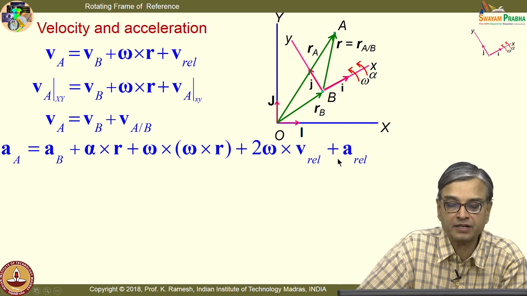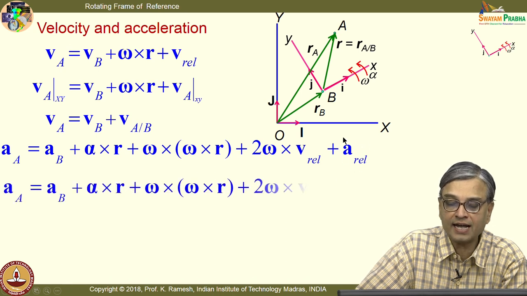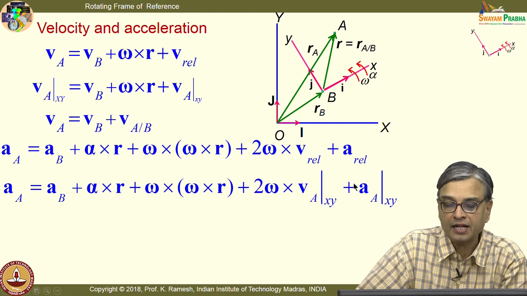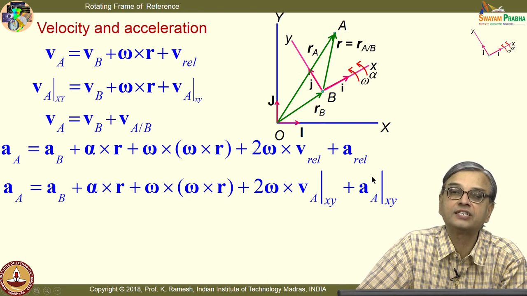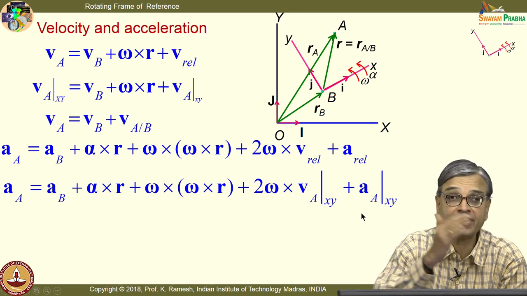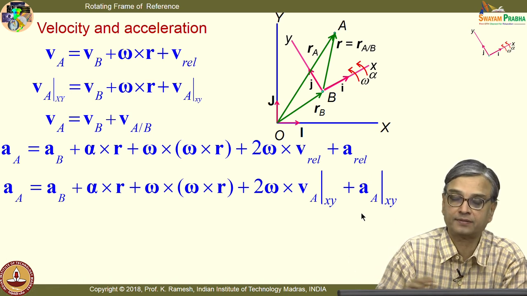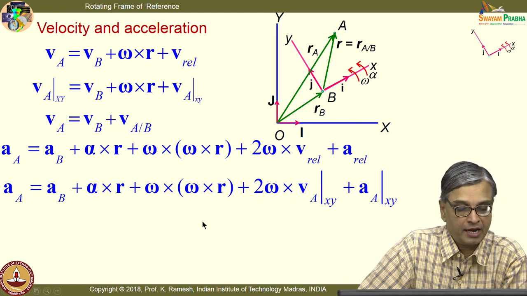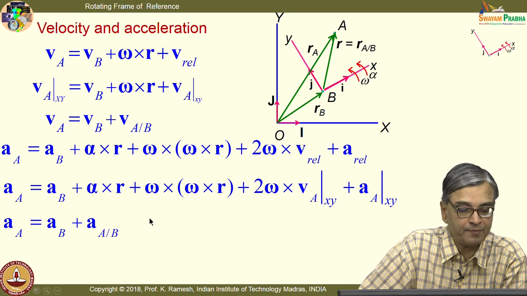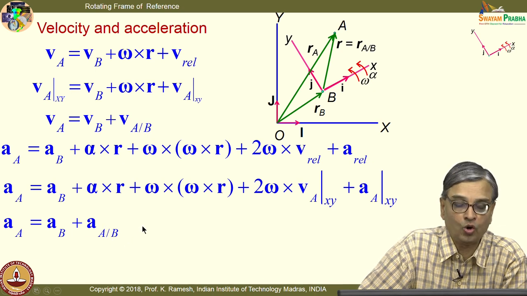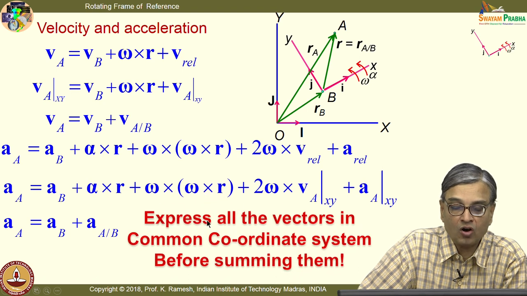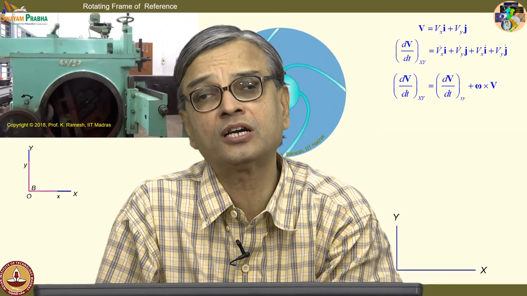Here again you have a_rel, which is to be viewed as the acceleration that could be measured by an observer sitting and rotating with the rotating frame of reference. That is very important. You can also have this as A_A equal to A_B plus the acceleration of A with respect to B. The important point to note is to express all the vectors in a common coordinate system before summing them. This is a very important caution.